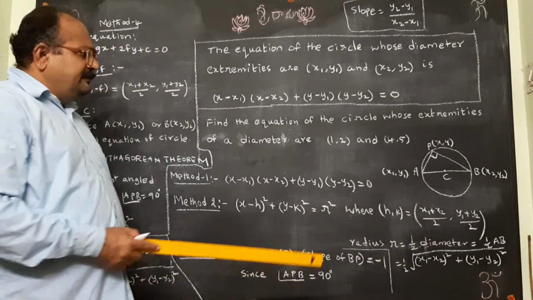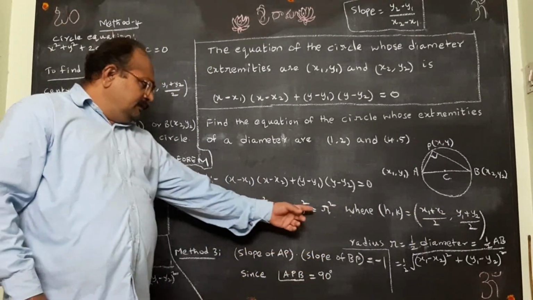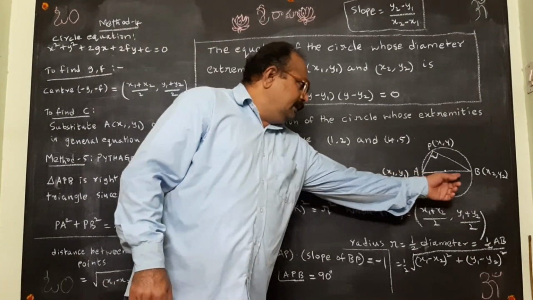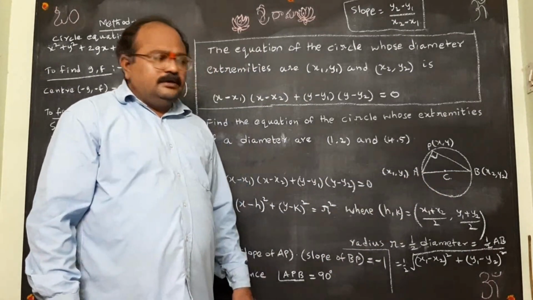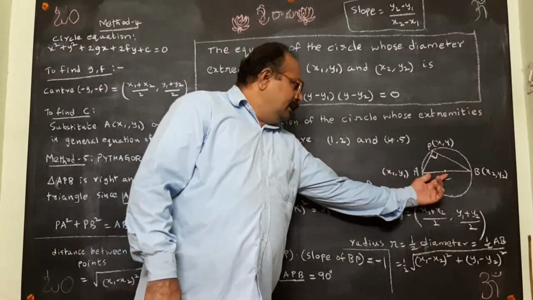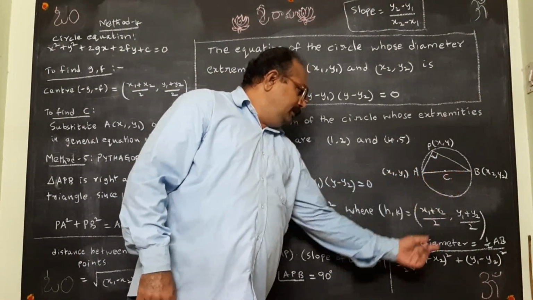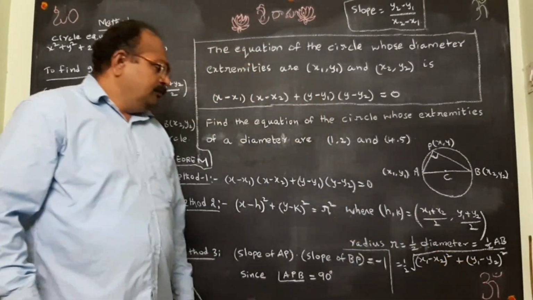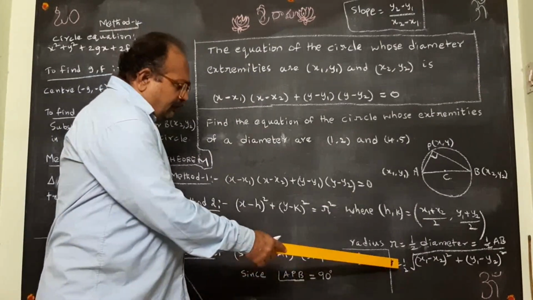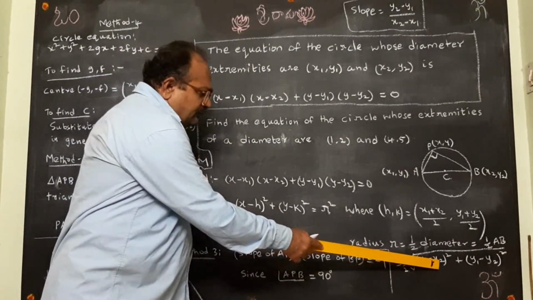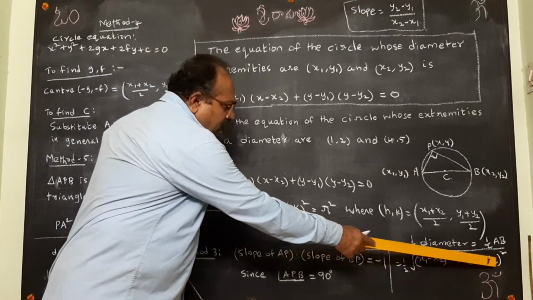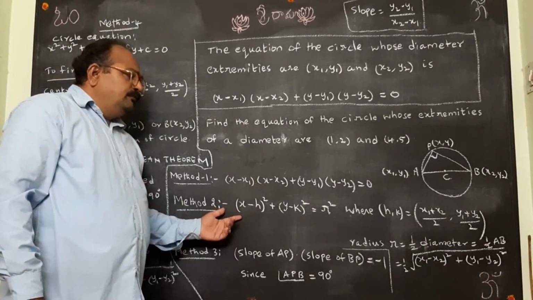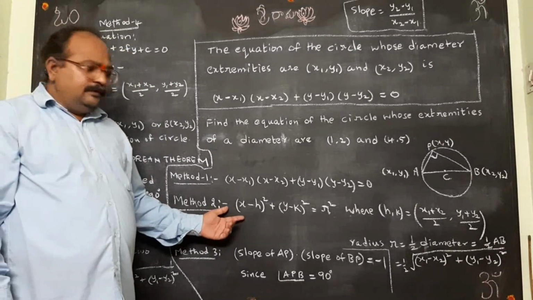And what is the radius? Now we have to find the radius. Radius is nothing but half of the diameter, that means half of the distance between A and B. We note down half into the distance between two points: half into square root of (x1 minus x2) whole square plus (y1 minus y2) whole square. This is how we can apply method 2 to find the equation of the circle.